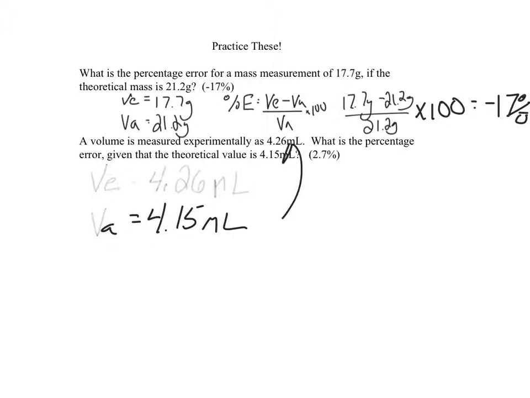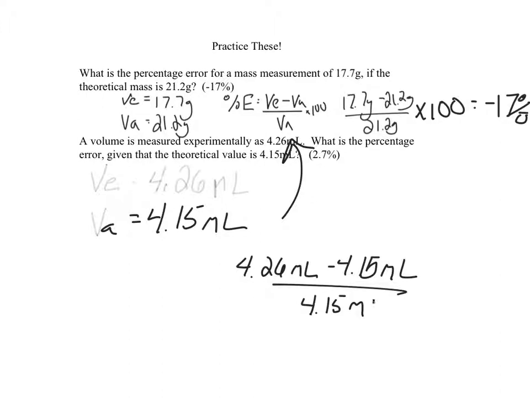So I'd plug into that same equation that we have right there. So I would have 4.26 milliliters minus 4.15 milliliters divided by 4.15 milliliters times 100. Plug that into my calculator. That would be 4.26 minus 4.15, enter, divided by 4.15, enter, times 100, enter, and I get 2.7%.